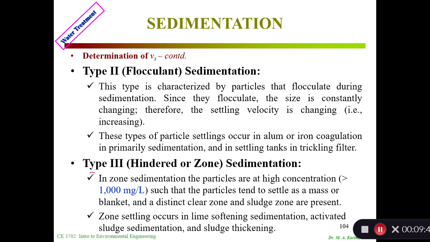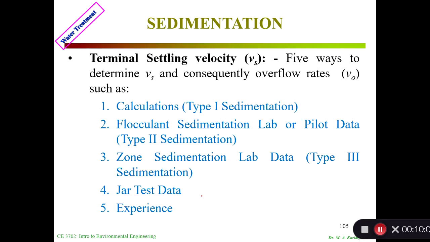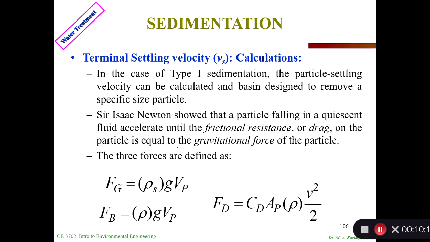And the third one is hindered or zone sedimentation, meaning if we have a sludge, then on top of the sludge it will help settle more in there, right? This is called hindered settling and things like that. Okay, so here are some of those calculations: type 1 sedimentation, flocculent sedimentation, lab and pilot. We can do zone sedimentation, we can do a jar test, and some of them come from our experience.